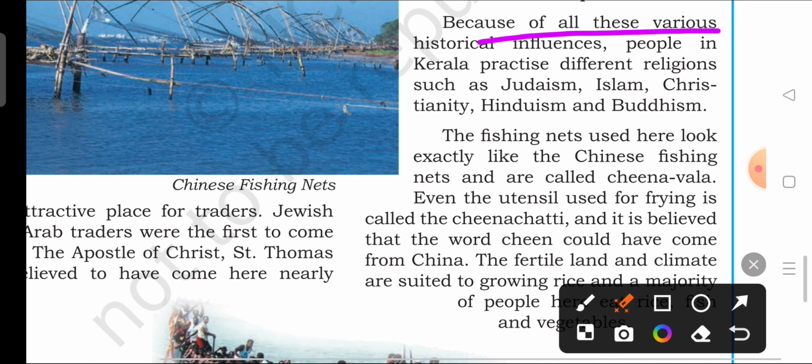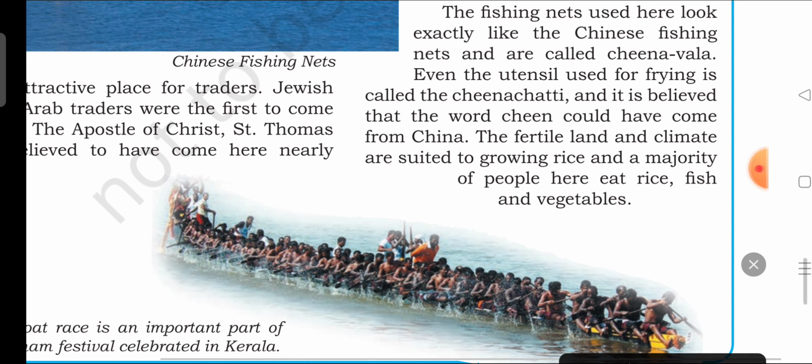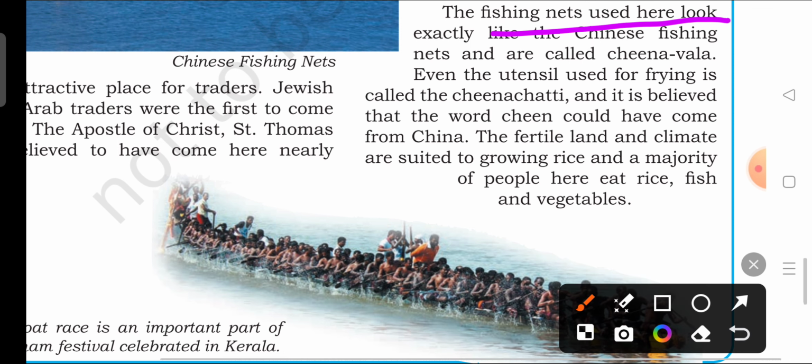And apart from that, there is an influence of China also, like through the fishing nets they are using, the type of utensils they are using, these words derived from China. So let us see about it. The fishing nets used here look exactly like the Chinese fishing nets and are called China wala. See, even the name is China wala.